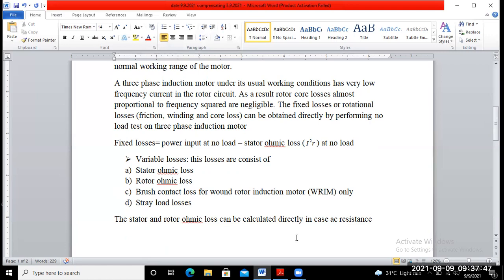So if the resistance of stator and rotor winding are unknown, perform the test; if they are known, calculate directly.